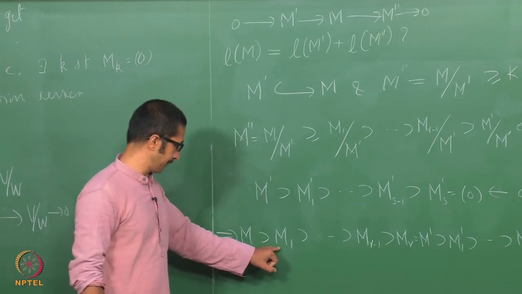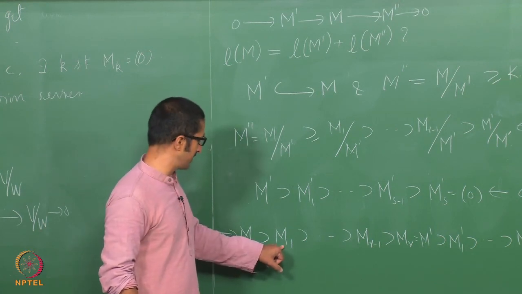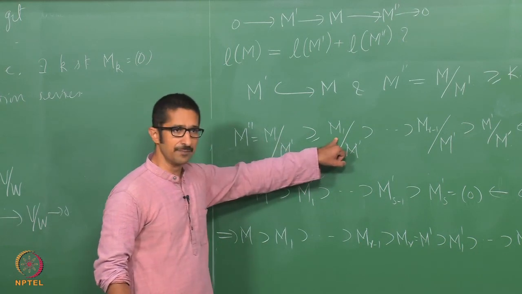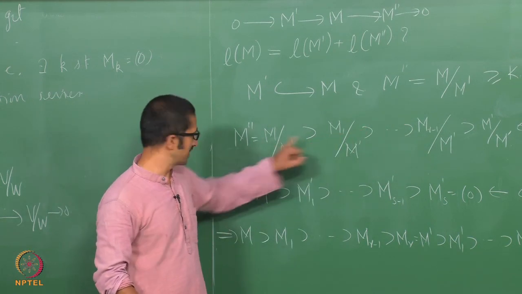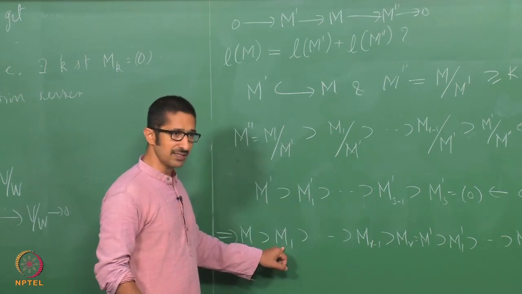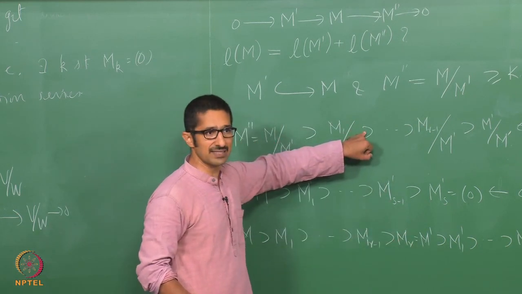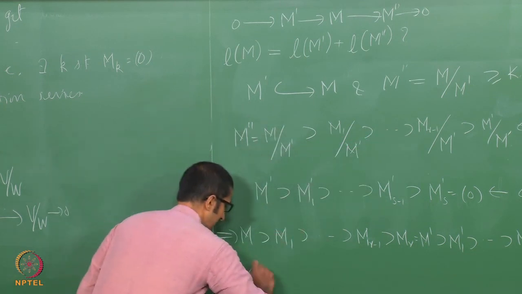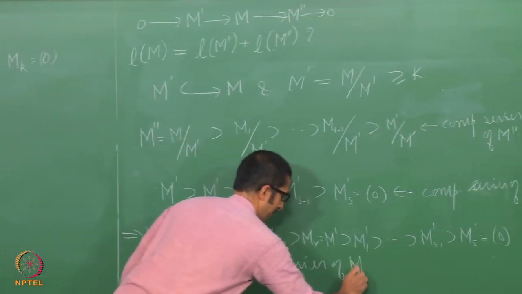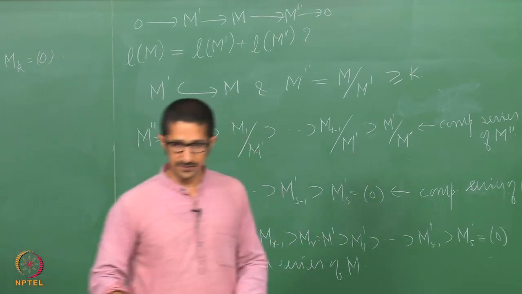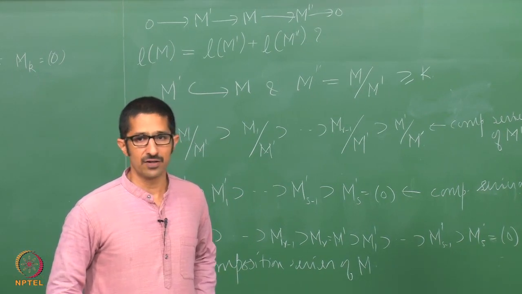Now, look at each quotient. M mod M1 is the same as this modulo this, but this is a composition series. Therefore, this modulo this is simple, so M mod M1 is simple. Similarly, at each stage the corresponding quotient is the same as the corresponding quotient here. Therefore, each time it is simple. Therefore, this is a composition series, so length is additive on short exact sequences.